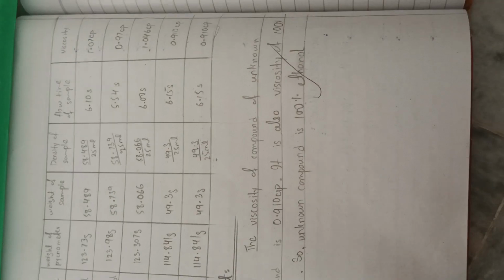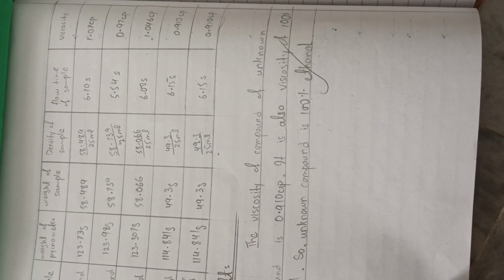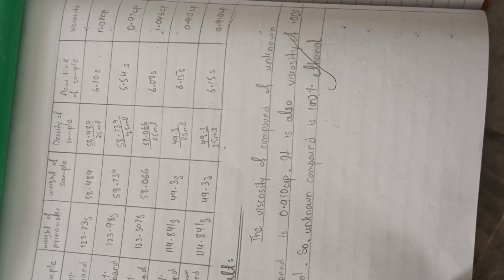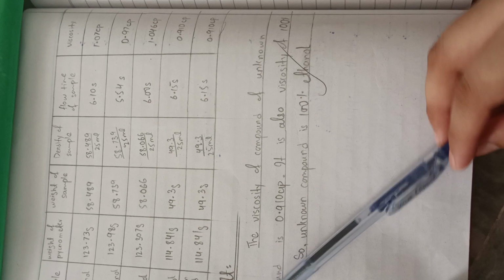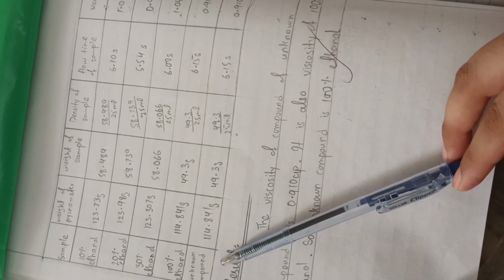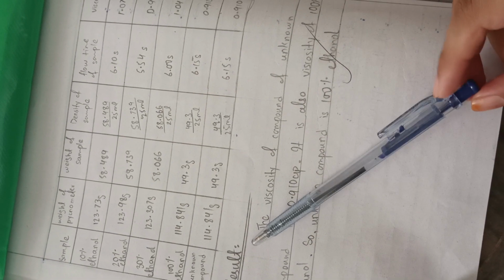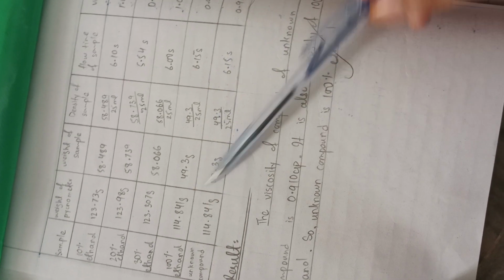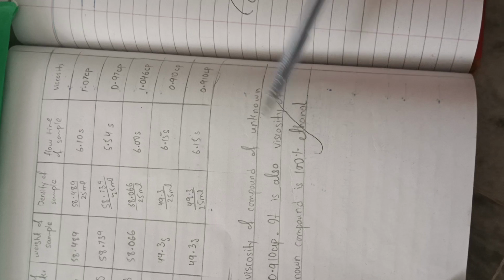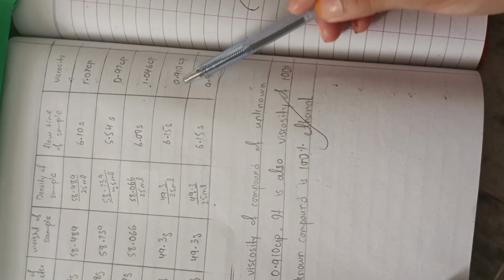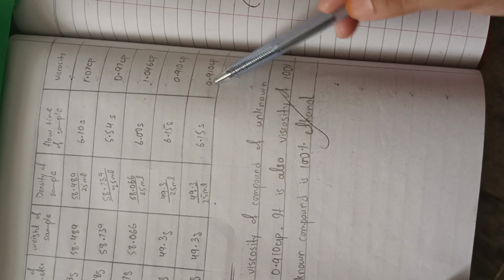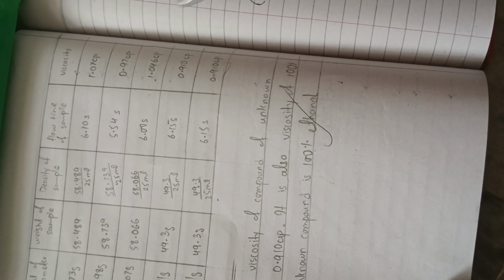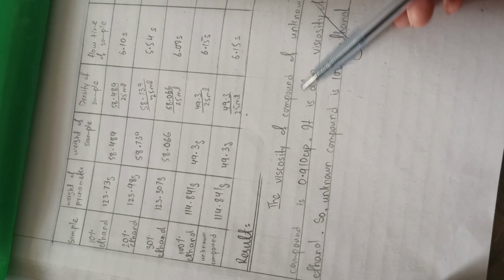Then you have to find out the flow time of that compound, and at the last you will find out the density for all of these compounds. At the last you take the unknown compound, find its viscosity, and compare it with the viscosity of these compounds. In this video we see that the viscosity of 100% ethanol and the viscosity of the unknown compound are equal. It means the unknown compound which was given to you was actually 100% ethanol.